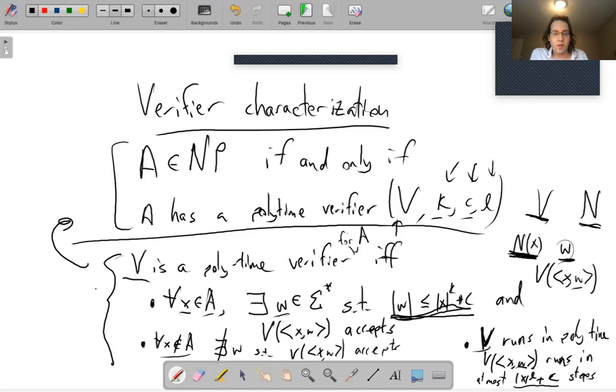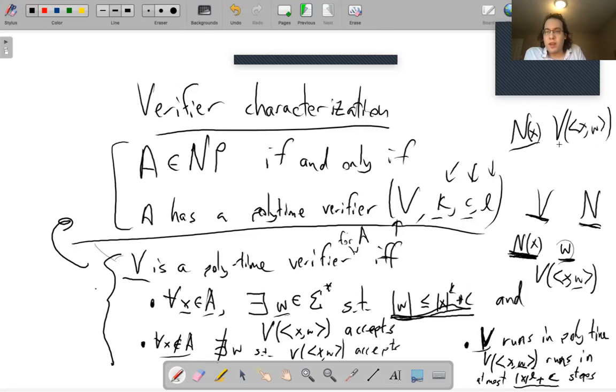So if you have a verifier, then you're in NP. On the other hand, if A is in NP, if we have a non-deterministic Turing machine N that decides A in polynomial time, then we can get a verifier. Okay, what would the verifier do? The verifier wants X and wants a proof W. What will the proof be? The proof will be the list of non-deterministic choices in the run of N of X. Okay, so the run of N of X only takes polynomially many steps. So there's at most polynomially many non-deterministic transitions it might decide for where to go.